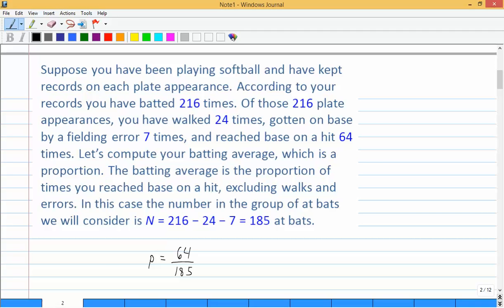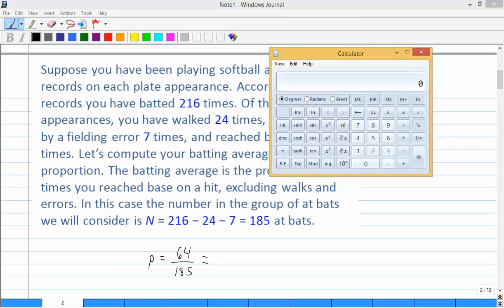Alright, and so then usually with batting averages you would round that to 3 decimal places, because if you watch any baseball or softball, that's usually what it's rounded to. So you could say 64 divided by 185, round that to 3 decimal places, and you get .346.